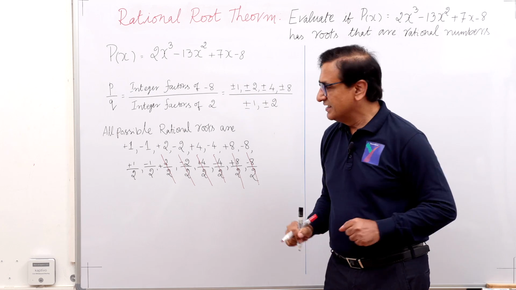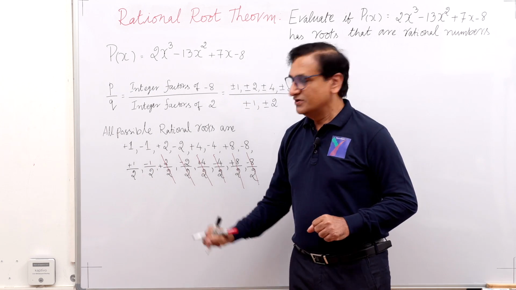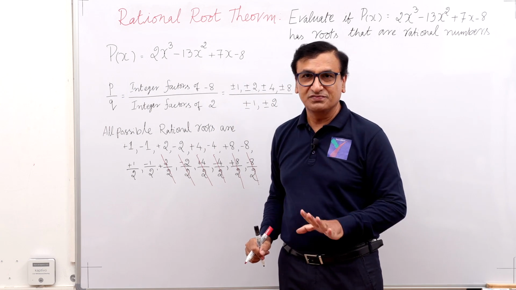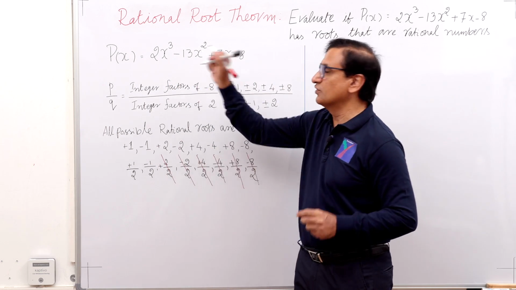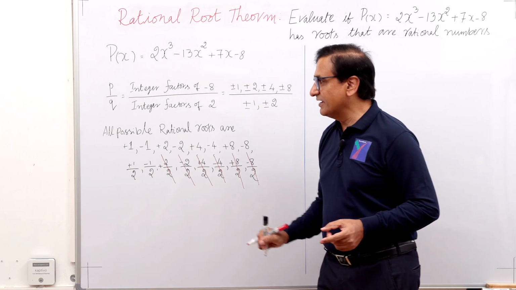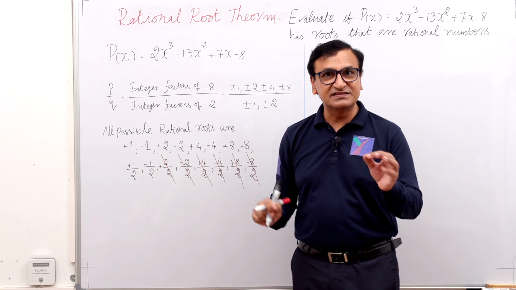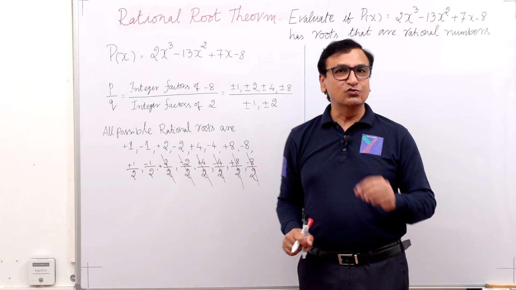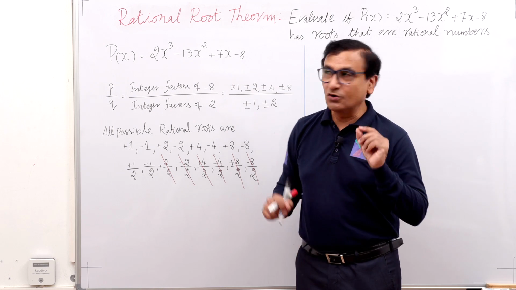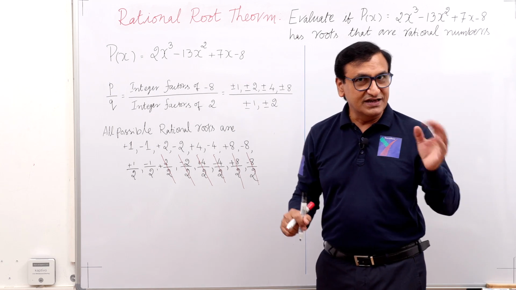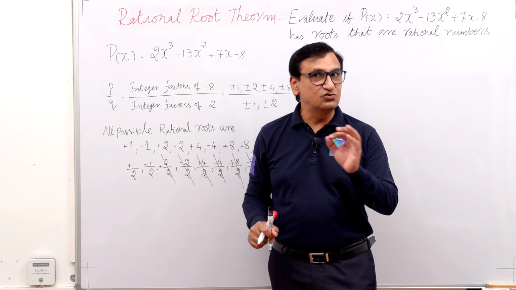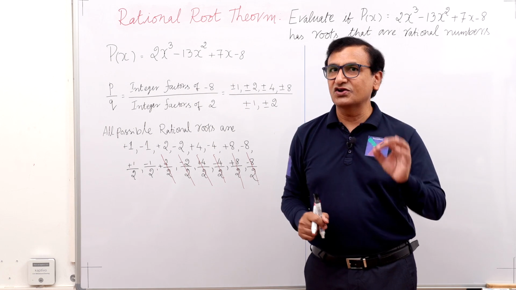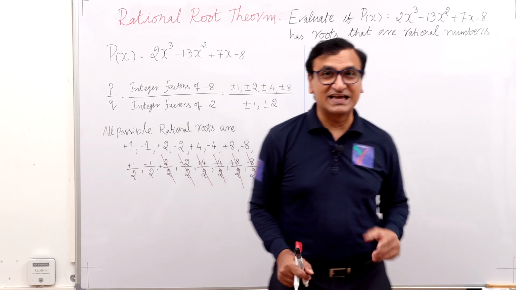How do you do it? Let's take the case of 1 half. You plug in 1 half in place of x and calculate if p of x equals 0. If so, then 1 half is a root of the polynomial, correct? Similarly, we have to check for each and every number and see if they are roots of this polynomial. And in case none of them are roots of the polynomial p of x, according to the rational root theorem, we can conclude that p of x has no rational roots and all the roots are either irrational or complex numbers. So let's do the calculations.